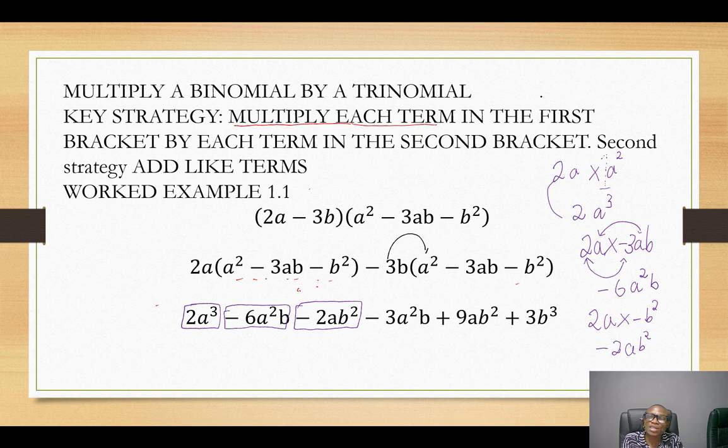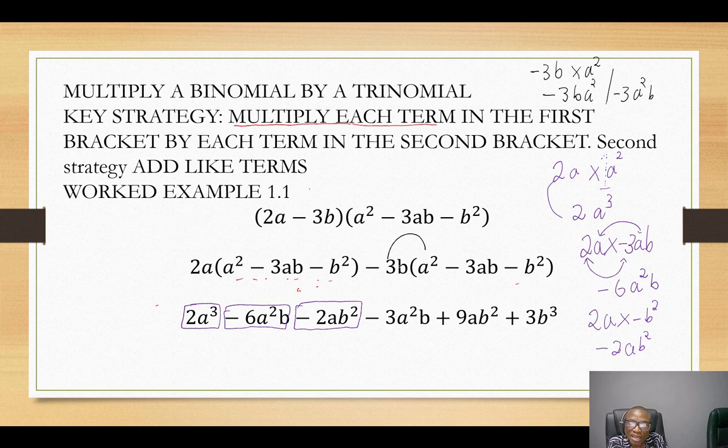Let me explain this. It's minus 3b times a squared. You can say it is minus 3b a squared, or you can say it's minus 3a squared b. So I picked this one. I said minus 3a squared b. If you look at my expression, I prefer to write variable a first. So it's a matter of preference. So minus 3b times a squared is minus 3a squared b.